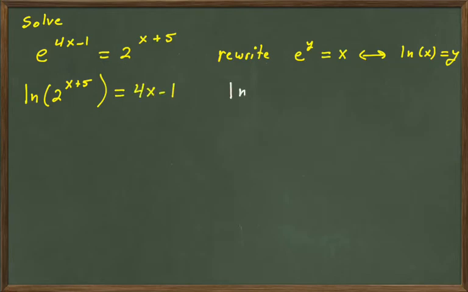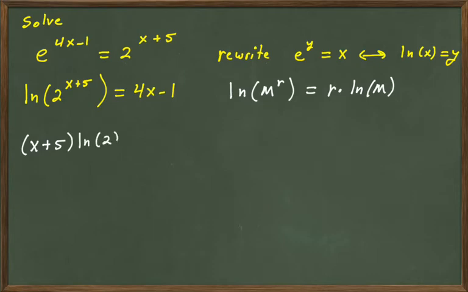Then we're going to apply the power rule for logarithms. So if I have the natural log of r to the n, the power rule for logarithms allows us to bring down the power now as a factor. So we have n times the natural log of r. So we're going to bring down the x plus 5 as a factor times the natural log of 2. That's going to be equal to 4x minus 1.